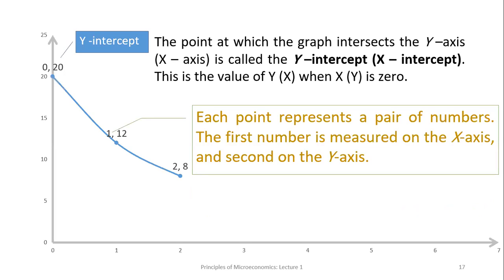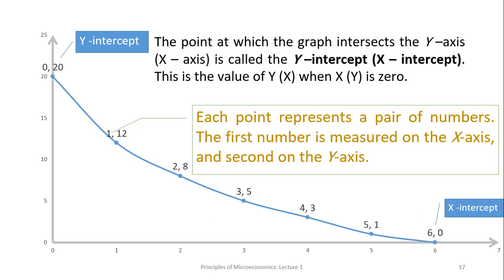Each point on the graph represents two values. The first value is for the x-axis and the second value is for the y-axis. The point where the graph touches the y-axis is called the y-intercept, and the point where the graph touches the x-axis is called the x-intercept. Y-intercept is the value of the variable on the y-axis when the value of the variable on the x-axis is 0. Similarly, x-intercept is the value of the x variable when the y variable is 0.